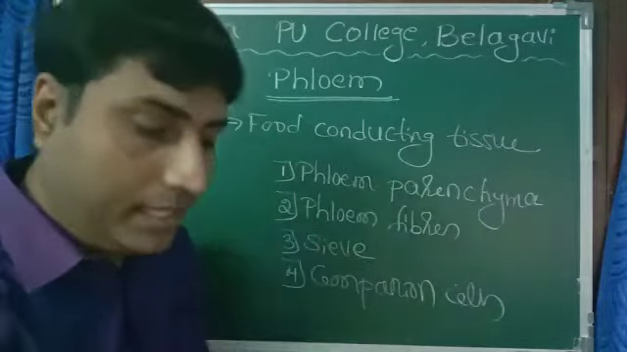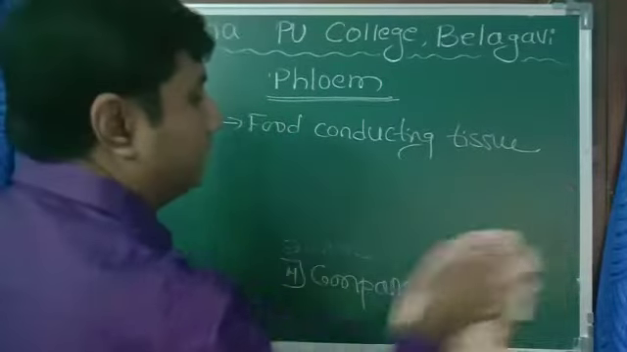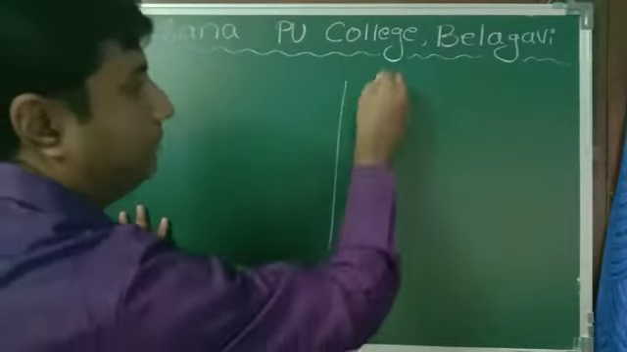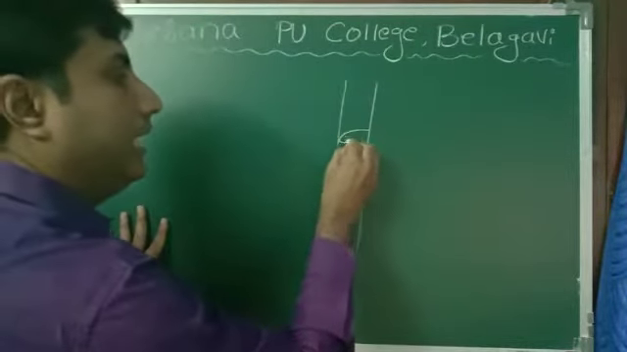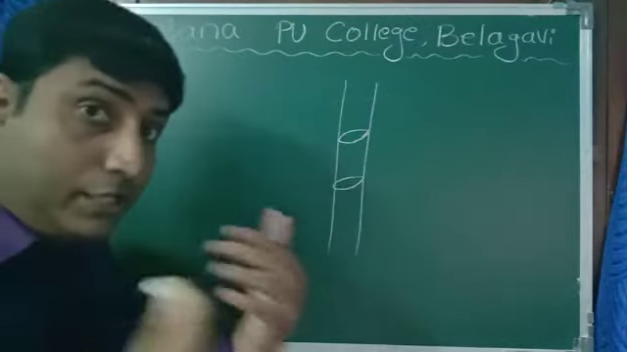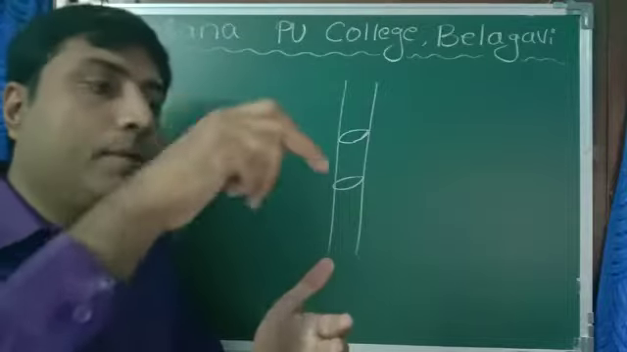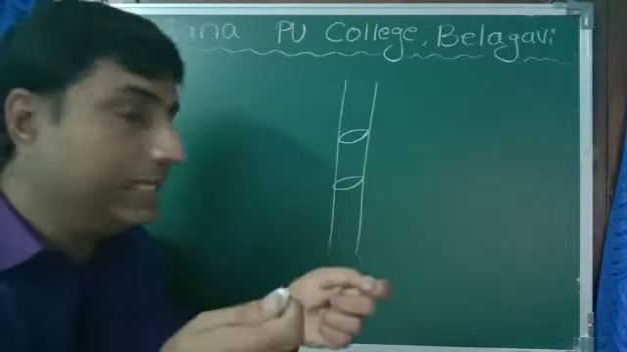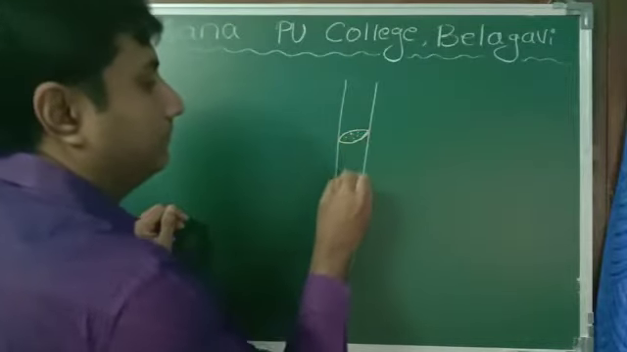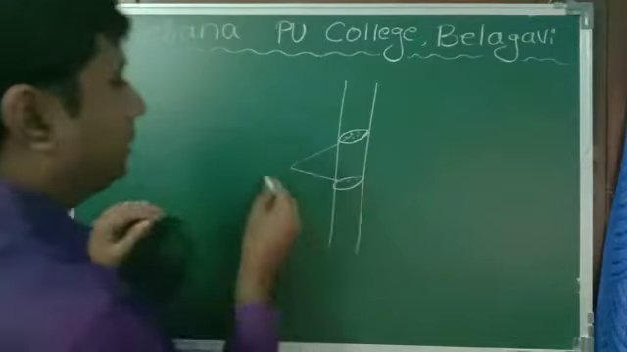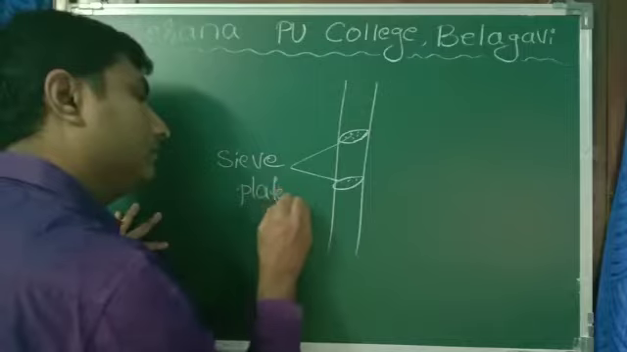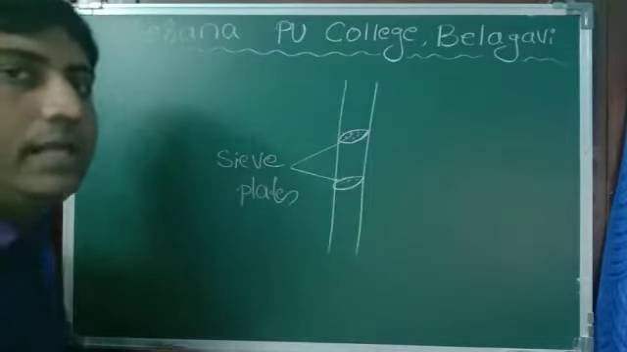Now, why are they called sieve tube cells? Because we can find sieve plates in between. This is the phloem tube. Here and there we will find sieve plates. We know what sieve plates are: used in our kitchen, a plate with so many pores to filter flour and everything. So this is called a sieve plate. And this cell is called a sieve tube cell.